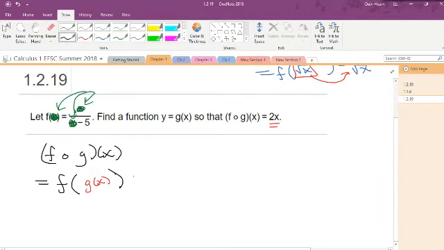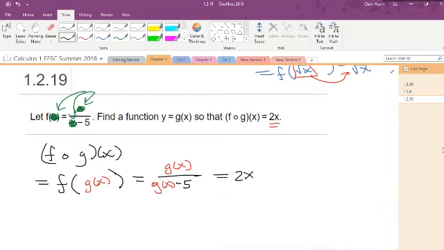So we're going to have g of x over g of x minus 5, whatever that g of x is. And we want that to turn out to be equal to 2x. So we're going to treat this like a formula. It's like we're solving a formula for a particular variable.